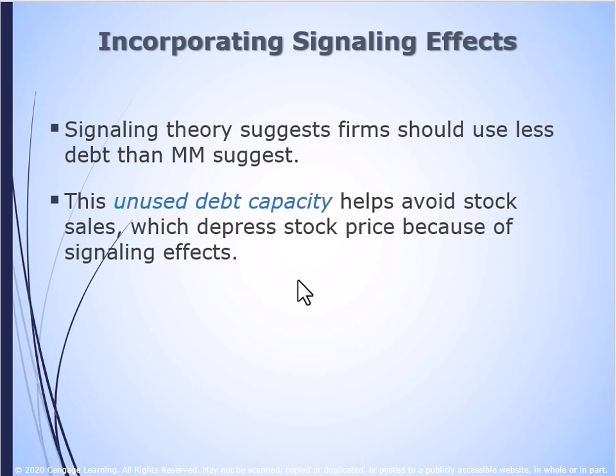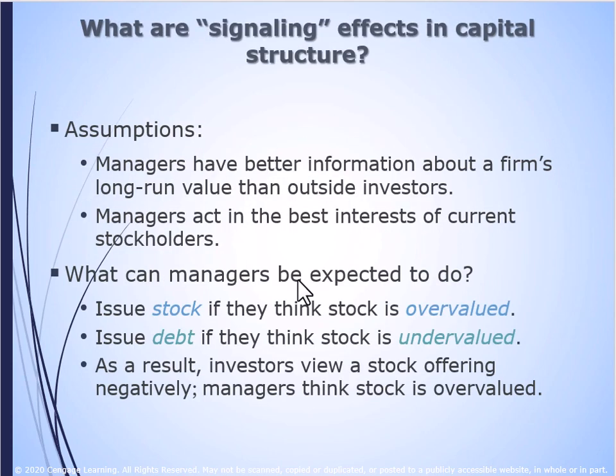So we have a theory called the signaling theory. The signaling theory suggests that companies should use less debt than what Modigliani and Miller suggest. This is what they refer to as unused debt capacity. This is going to help us avoid stock sales, which depress stock price because of these signaling effects. So let's see if we can talk about this in general.